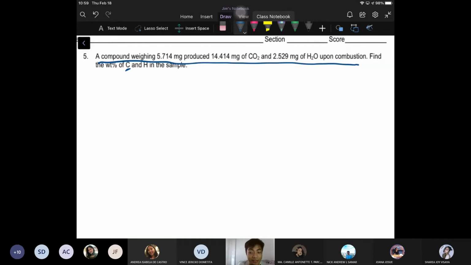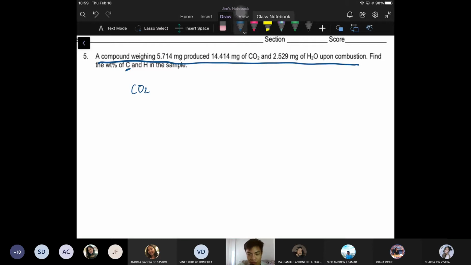Okay, so nasa PowerPoint yun last time. No? So, yung carbon dioxide, that will tell you the mass of carbon. Okay, kasi carbon dioxide. Ang mangyayari kasi is that kapag kinumbas mo yung matter mo, di ba, yung carbon will convert into carbon dioxide. Okay, so yun, pakinote na lang. CO2 will give you an idea.